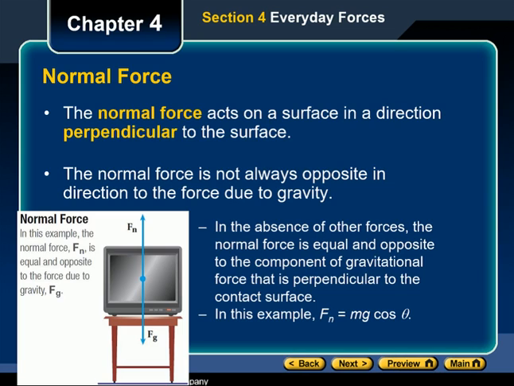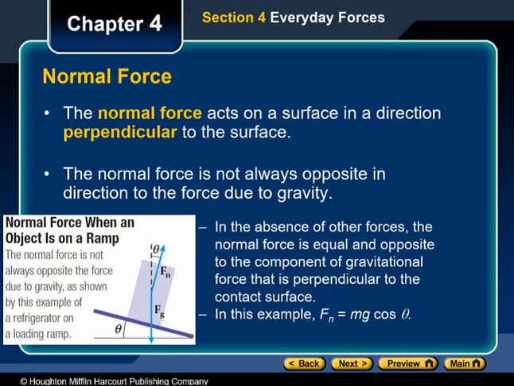The normal force is always perpendicular to the contact surface, but is not always opposite in direction to the force due to gravity. The diagram on the screen here shows a free body diagram of a refrigerator on a loading ramp. The normal force is perpendicular to the ramp, not directly opposite the force due to gravity. In the absence of other forces, the normal force, again F_n, is equal and opposite to the component of F_g that is perpendicular to the contact surface.